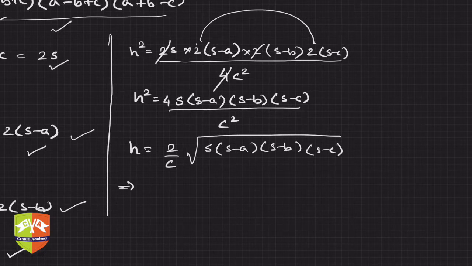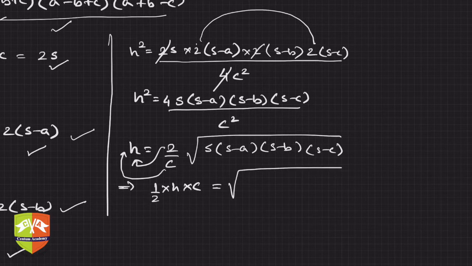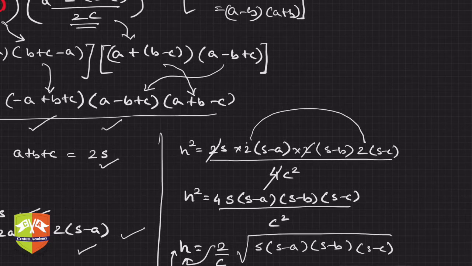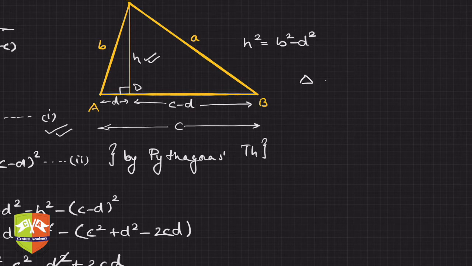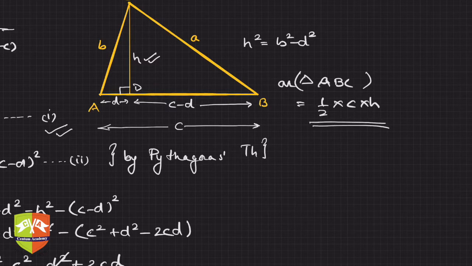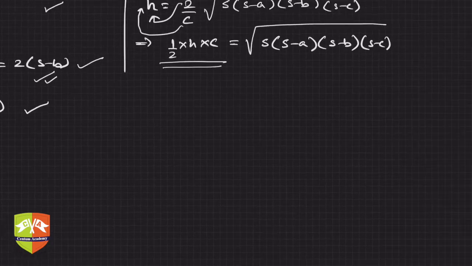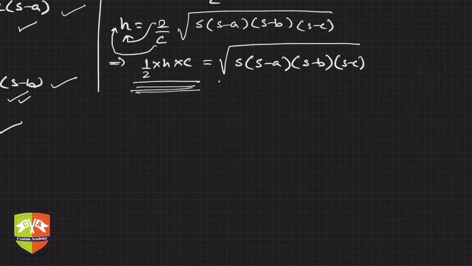Now the same expression can be written as half into h into c. So I take this 2 to the denominator and take this c to the numerator. So half into h into c is equal to under root s, s minus a, s minus b, s minus c. Now let's pay attention to what this half into h into c is, and you will be happy to see that this is nothing but the area of triangle ABC. So area of triangle ABC is equal to half into c into h, half into base into height. So half HC, and here we got an expression for half HC. What is that? Half HC is equal to under root s, s minus a, s minus b, s minus c. So this is how we can prove Heron's formula.